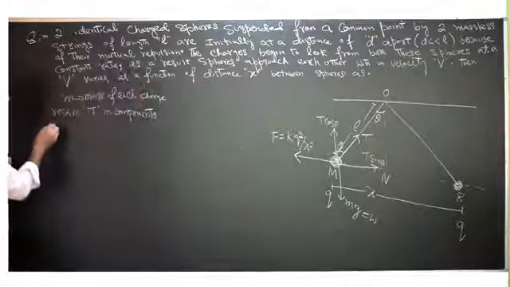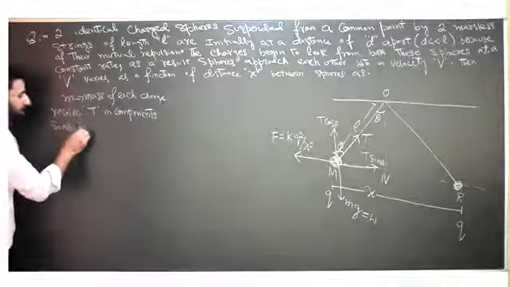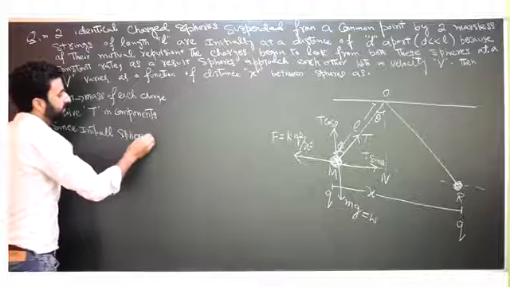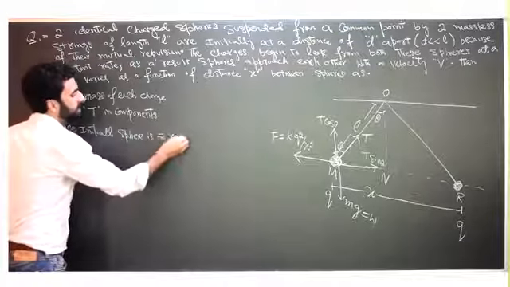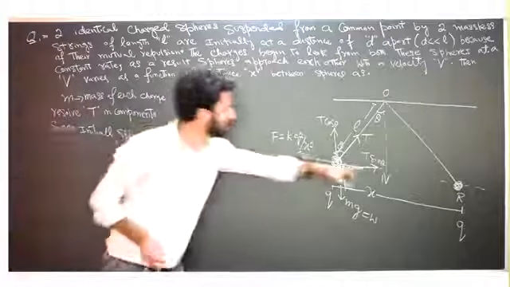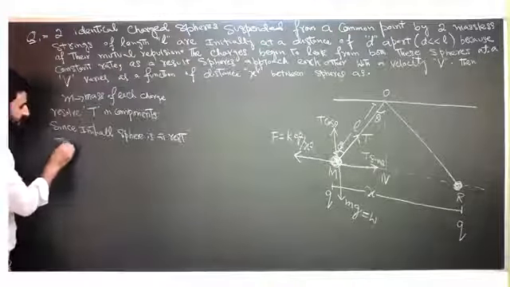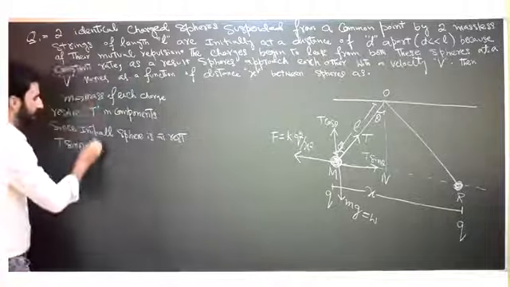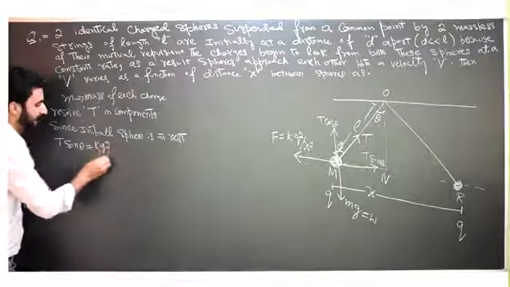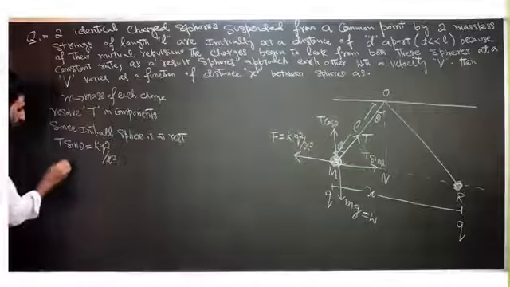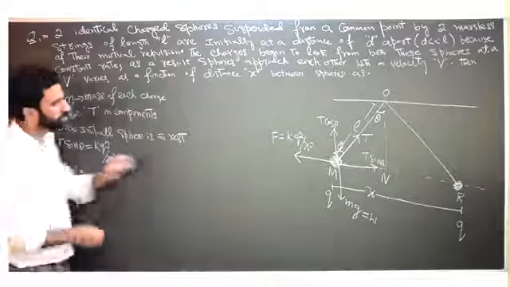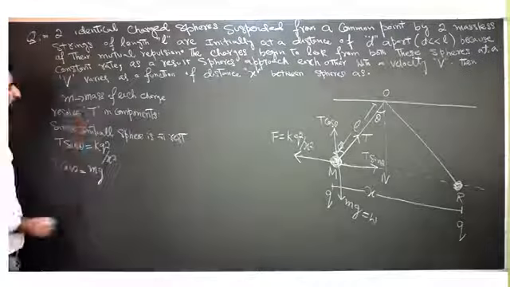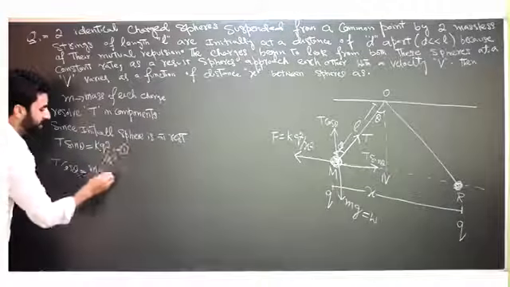So let's write it this way: since initially the sphere is at rest, T sin theta will be equal to K q square by x square, and T cos theta will be balanced by the weight of the body, that's mg. This is equation 1, this is equation 2.